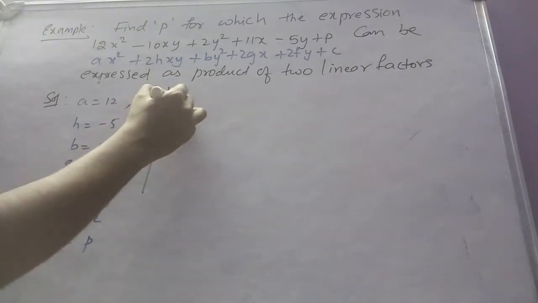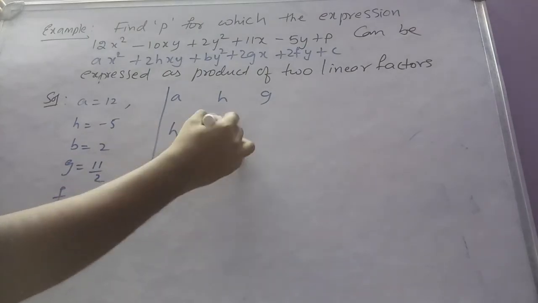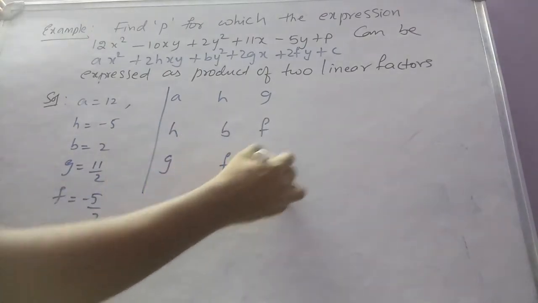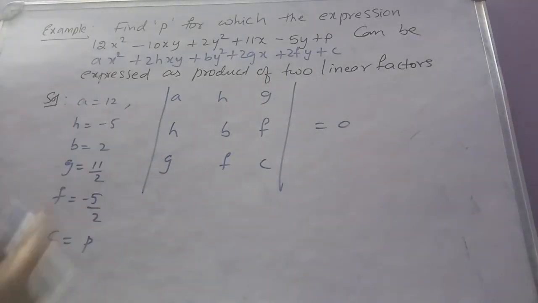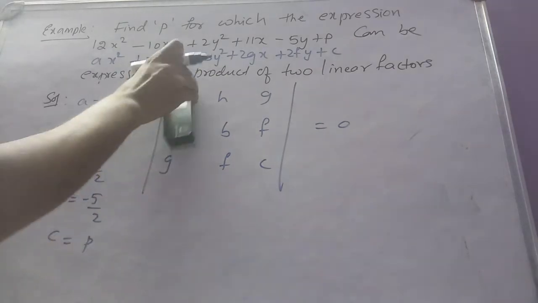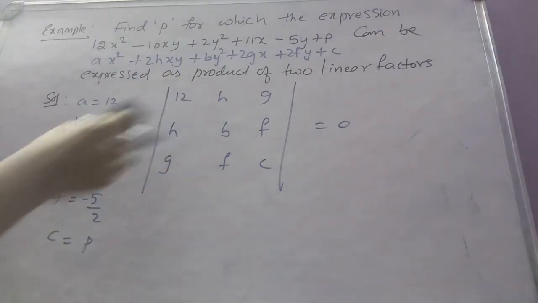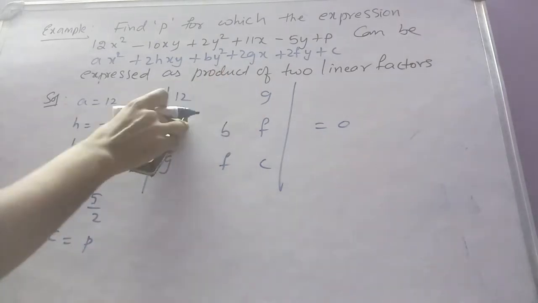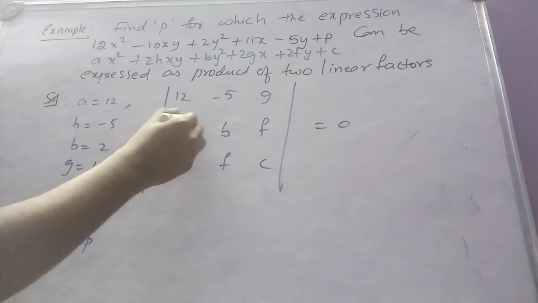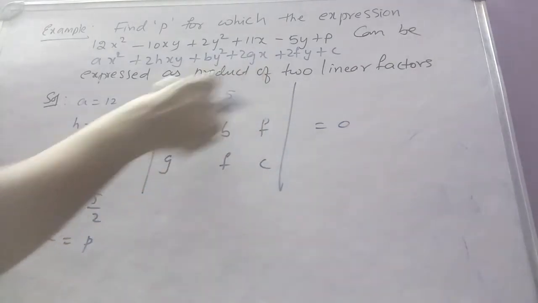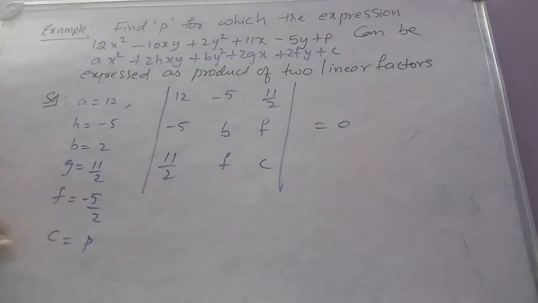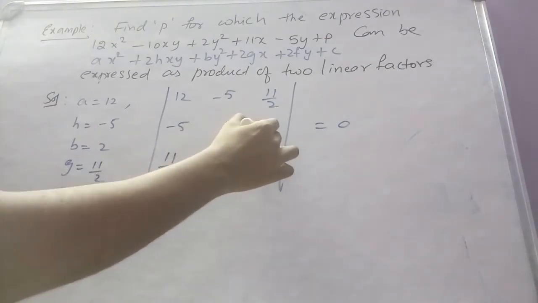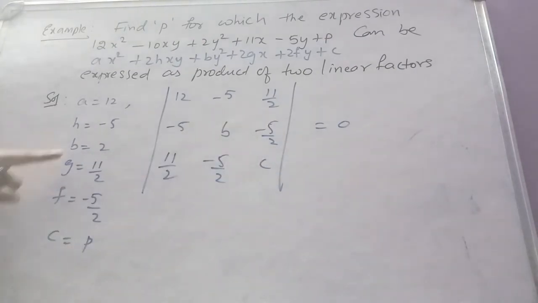Correct? What is the condition? The determinant of the matrix with a, h, g, h, b, f, g, f, c equal to 0. This condition must be satisfied. Now you can substitute their respective values. A is 12, h is minus 5, here and here h only. So h is minus 5. Next, g is 11 by 2, so here and here g only. So 11 by 2 and 11 by 2. Next, f is equal to minus 5 by 2, so here and here you will get minus 5 by 2. So b value is 2 and the constant is p.